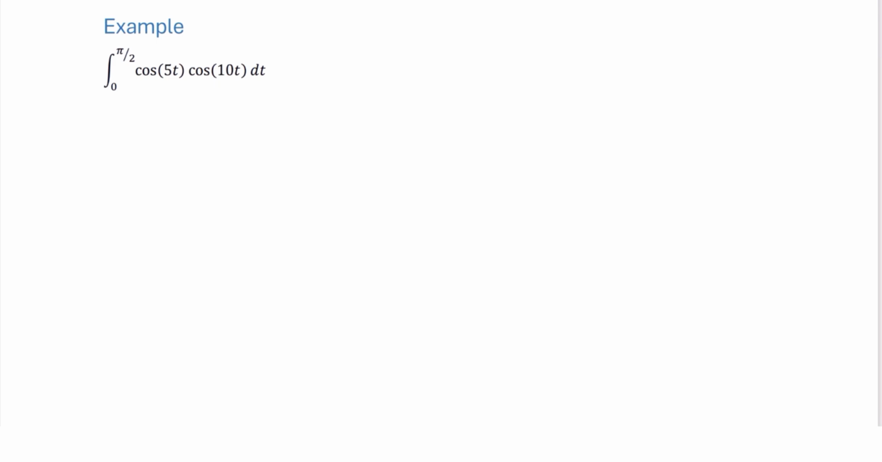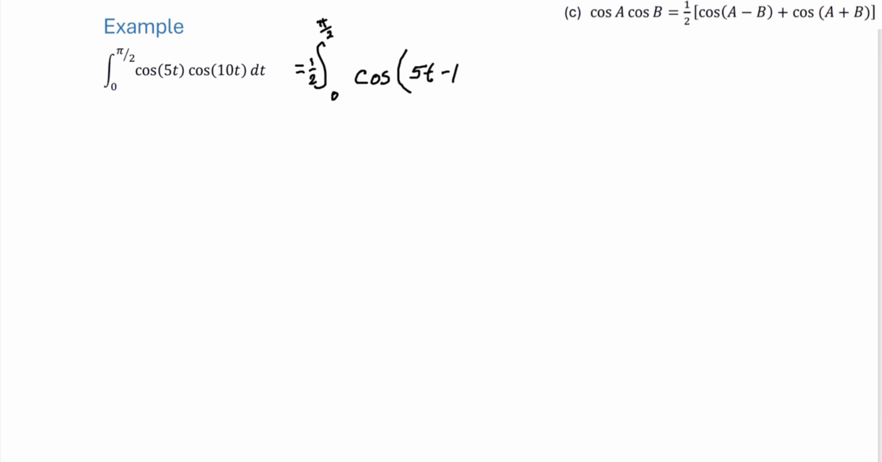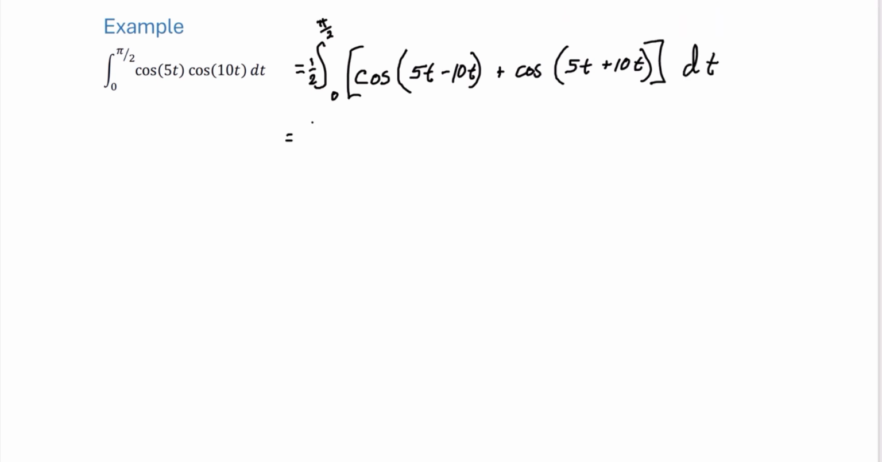In this example, we have a product of cosine and cosine. So this is looking at case 3. We'll rewrite this using the identity. 0 to pi halves. I'm going to keep 1/2 on the outside since it's a constant. We have cosine of a minus b, that is 5t minus 10t, plus cosine of a plus b, 5t plus 10t, dt. From here, we have 1/2 integral 0 to pi halves. You can just simplify those arguments now. Cosine of negative 5t plus cosine of 15t dt.